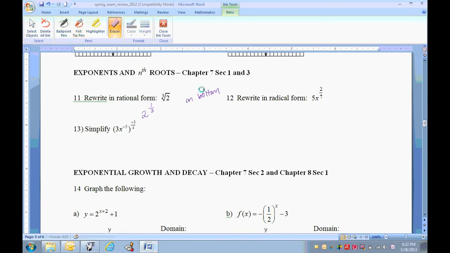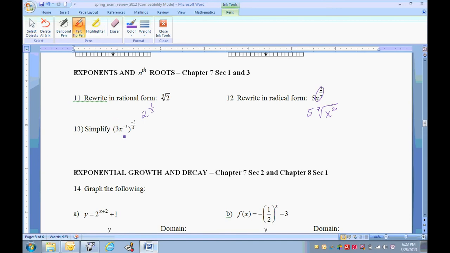Now, the opposite goes for number 12. They're going to ask you to write it in radical form. Well, that means you have to put a radical or a square root sign. So you're going to take the number on bottom and send it out front. So that's going to be 7, the 7th root of 5x squared. Oh, I'm sorry. I shouldn't have said that. Because the exponent of 2 over 7 is only applying to the x. So it's 5 times the 7th root of x squared.